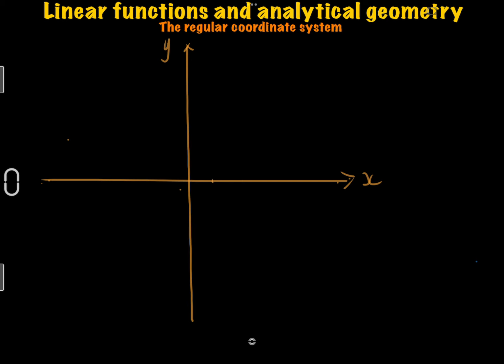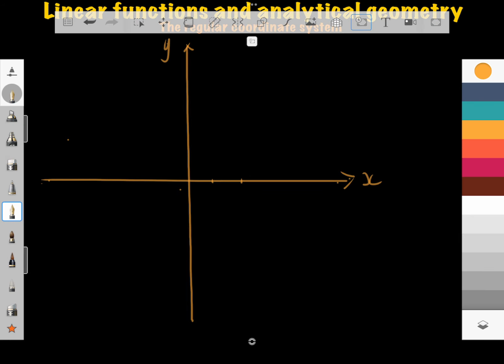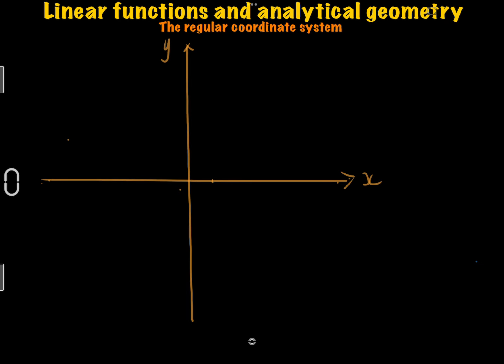So I have 1, 2, 3, 4, 5, 6 units. So you have 6 units on either side. I'm going to do the same on this side here as well.